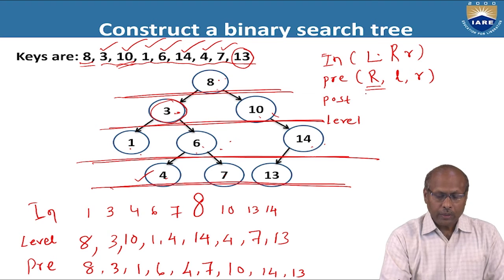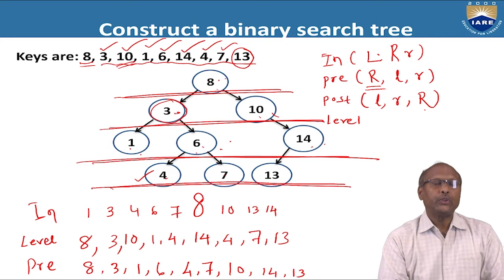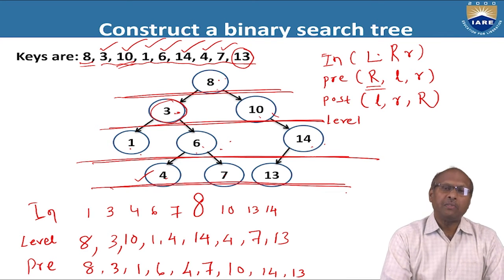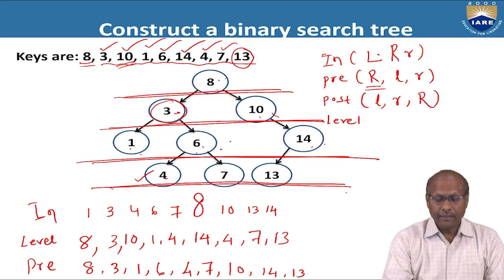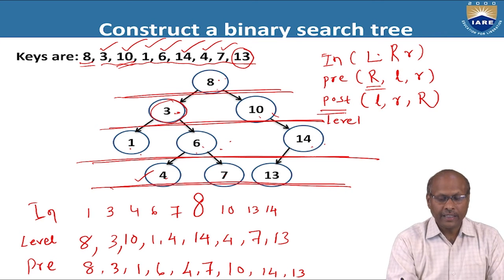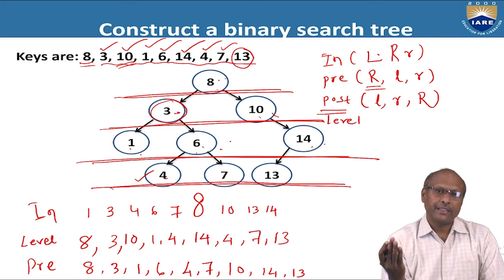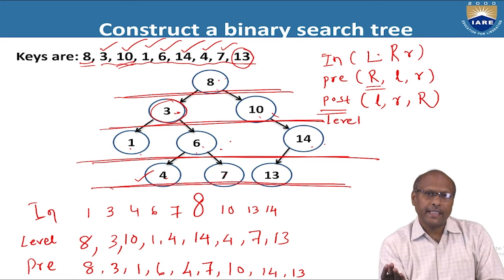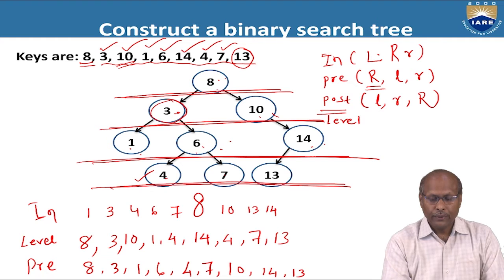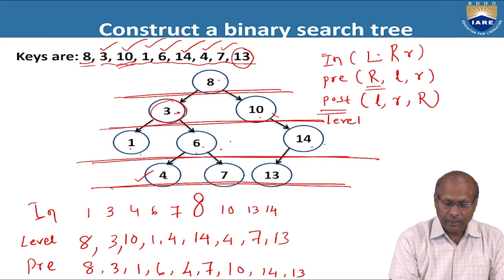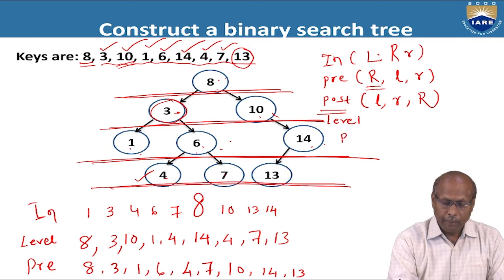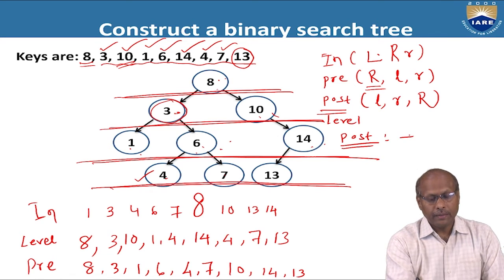Similarly, post-order. Post-order says left subtree, right subtree and then root. So you have to follow it in this way. So for post-order, what is the answer? The root will always come last. First left subtree, then right subtree and then root. So if you apply post-order, what is the answer? First the left subtree.